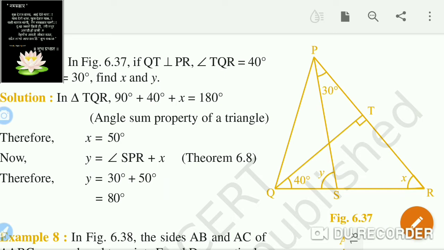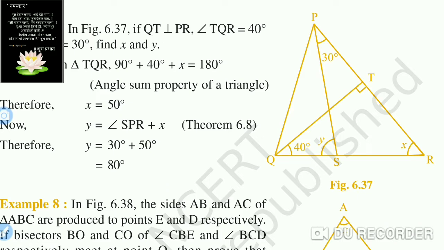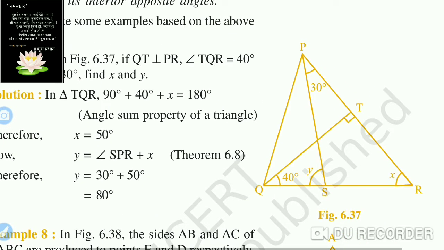Now you can say that 90 here in triangle TQR, this angle is what? 90 degree. This is 40, this is X. So 90 plus 40 plus X is equal to 180 according to the angle sum property of a triangle. So 90 plus 40, 130. So 130 will shift here. 180 minus 130, 50. We got X is equal to 50 degree.